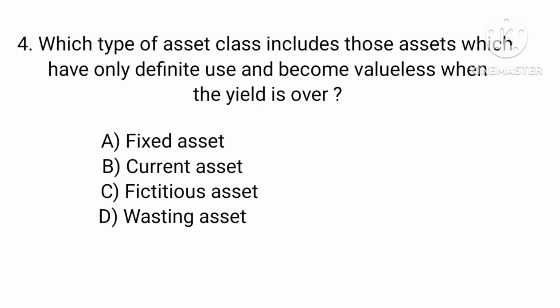Which type of asset class include those assets which have only definite use and become valueless when the yield is over? Options. A. Fixed asset. Option B. Current asset. Option C. Fictitious asset. Option D. Wasting asset. Answer. Option D. Wasting asset.